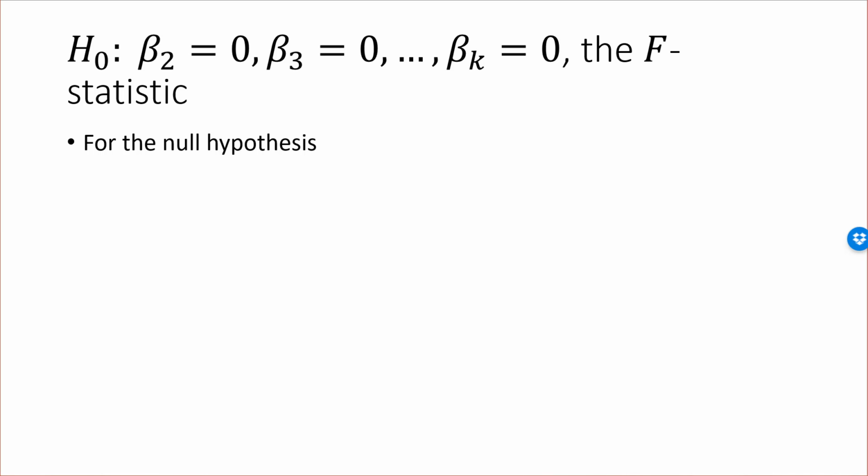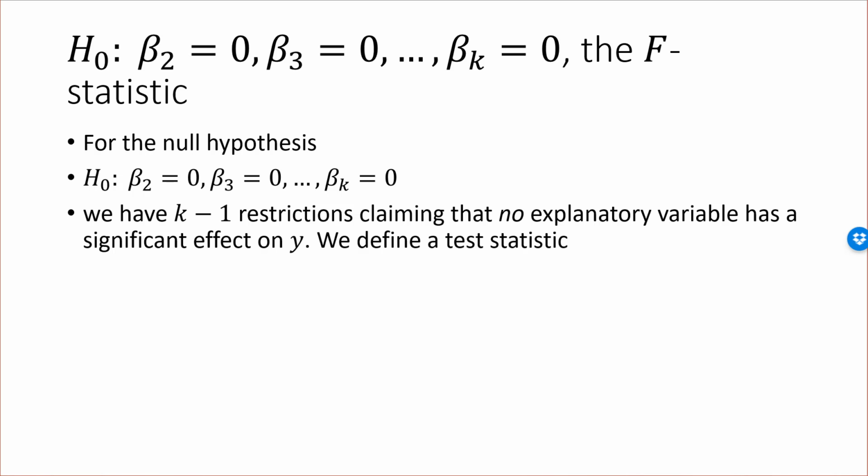So the null hypothesis, this one, we have k-1 restrictions. And we claim that none of the explanatory variables has a significant effect on y. The strategy for performing this test is basically the same as the t-test. That is, we calculate the test statistic, we find a critical value, and we compare these two. The difference is that now we have an f statistic instead of a t statistic.